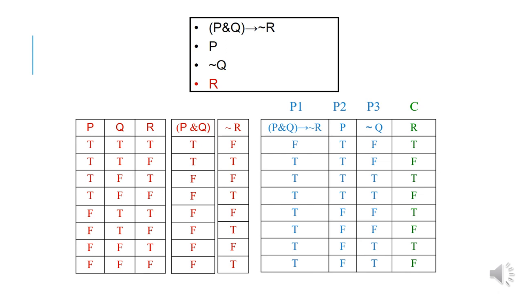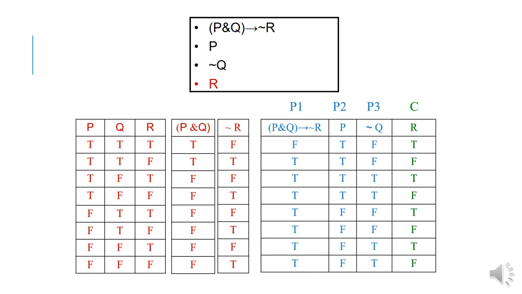So here we have premise 1, premise 2, premise 3 in blue, and the conclusion in green. This is the entirety of the truth table. So from here, we need to see if there are any rows in which P1, P2, and P3 are true, and the conclusion is false. In row 1, we see there are falses. In row 2, we see that there are falses in P3.